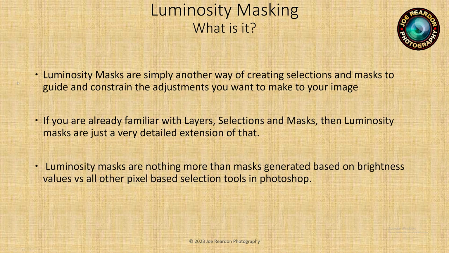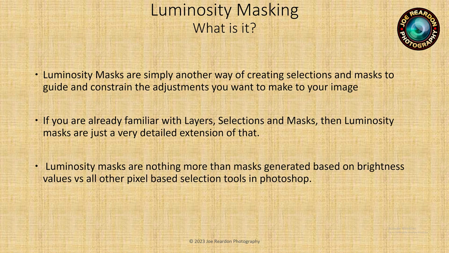So what are luminosity masks? Well, they're basically another way of creating selections that guide and constrain the adjustments you want to make to your image. We will be using every type of adjustment layer that can be done with Photoshop with the selection mask that we're going to use. But today we're going to start with baby steps, and we'll be using mostly just dodge and burn and some adjustments to contrast to make some serious selections and masks and adjustments to your layer.